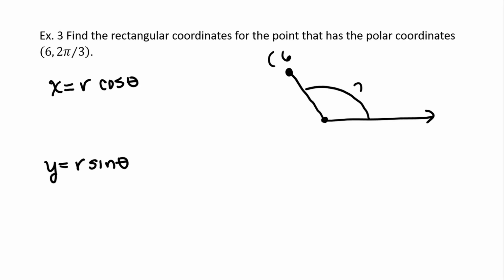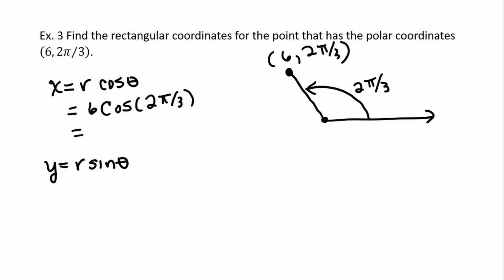So we got 6 and 2 pi over 3. This is a check to make sure that the points we get also put us in the second quadrant. So for x equals r cosine theta, it would be 6 times the cosine of 2 pi over 3, which is 6 times, and the cosine of 2 pi over 3 is -1/2. So we get -3 for the x value of the ordered pair.